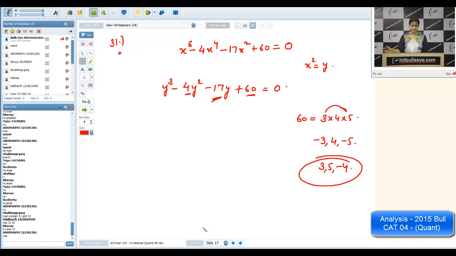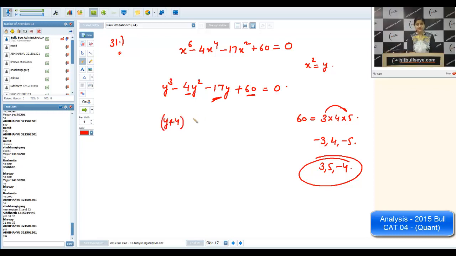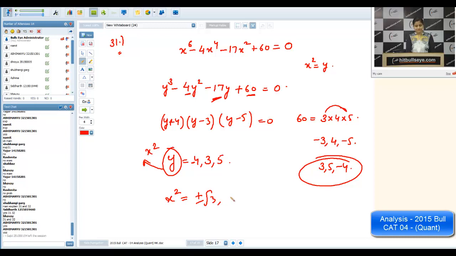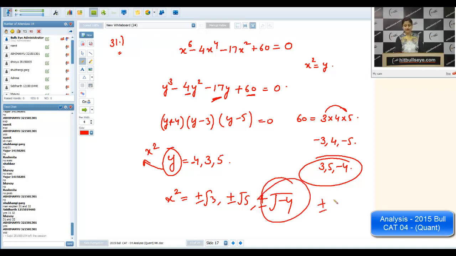Is it okay? So my equation will become (y plus 4)(y minus 3)(y minus 5) is equal to 0. So y can be minus 4, 3 and 5. Now what was y? y was x square. So x square can be 3, 5 and minus 4, so x is plus minus root 3, plus minus root 5 and plus minus square root of minus 4. That is not a real value because it will be iota, which is an imaginary number. So we are left with four distinct roots. Is it okay, Shubhangi, Siddharth and Bhavya?